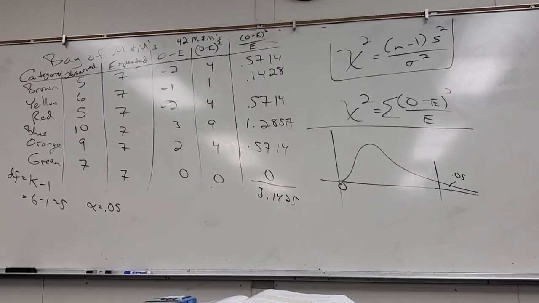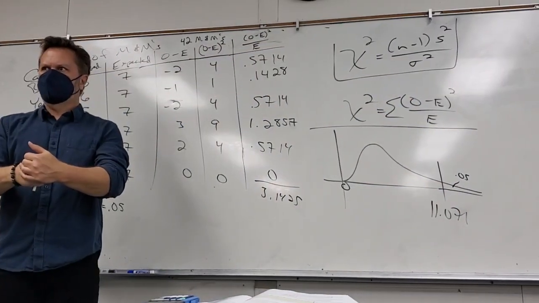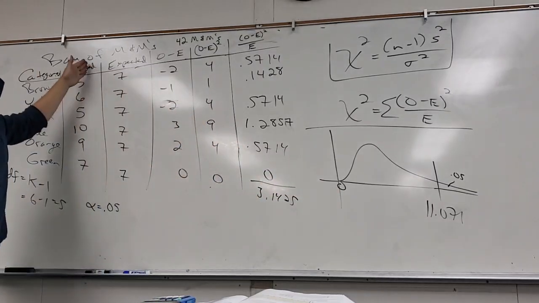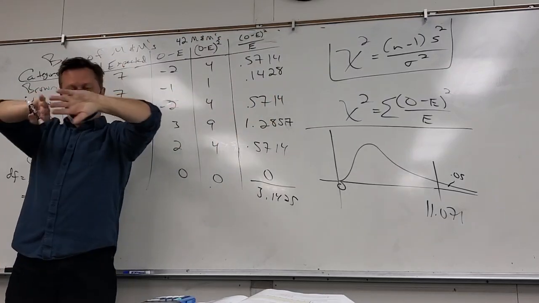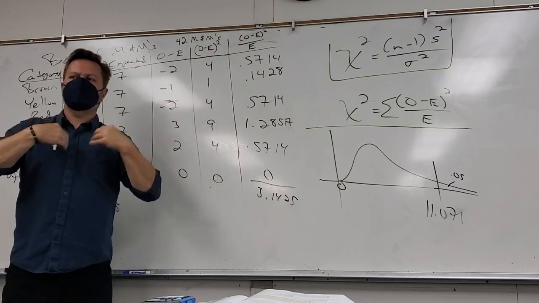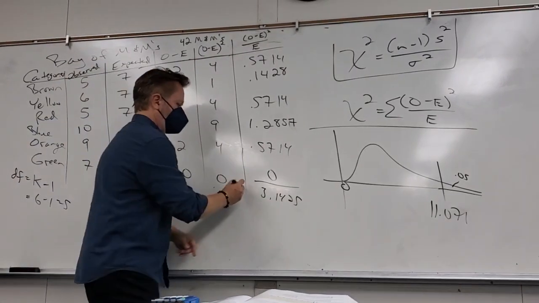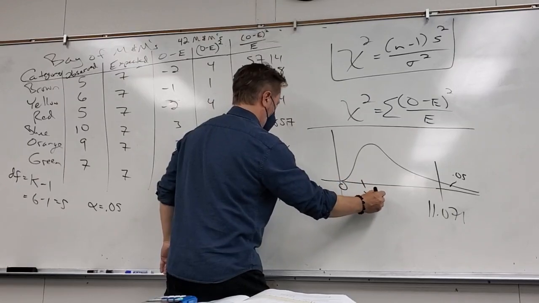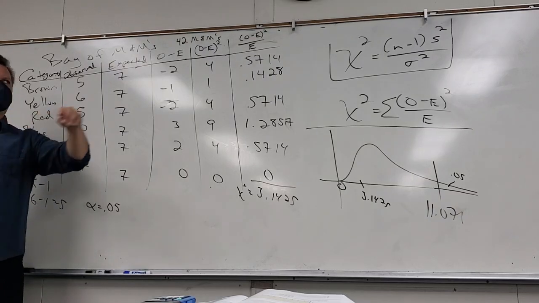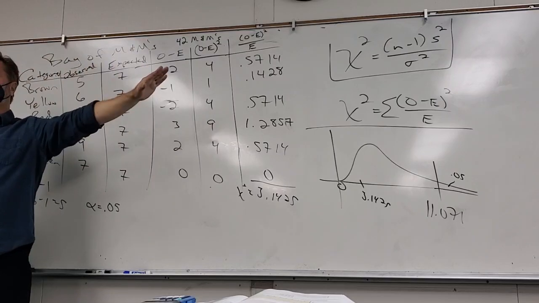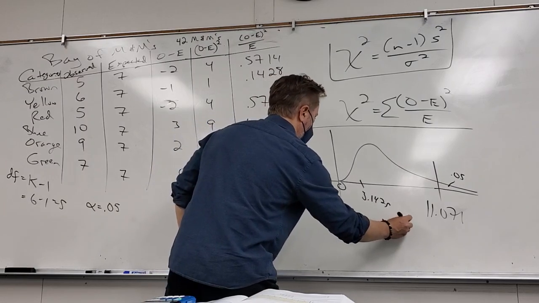So 11.071. So in order to show evidence, in this case, that they're not uniformly distributed, because 0 would mean my sample was perfectly uniform. Going past 11 means you're pretty far away from being uniform, right? But where did we get? We got here. We got like 3.1425. So can we reject the claim that they're uniform? Did we make it far enough away? Absolutely not. Nope. Fail to reject that it's uniform.